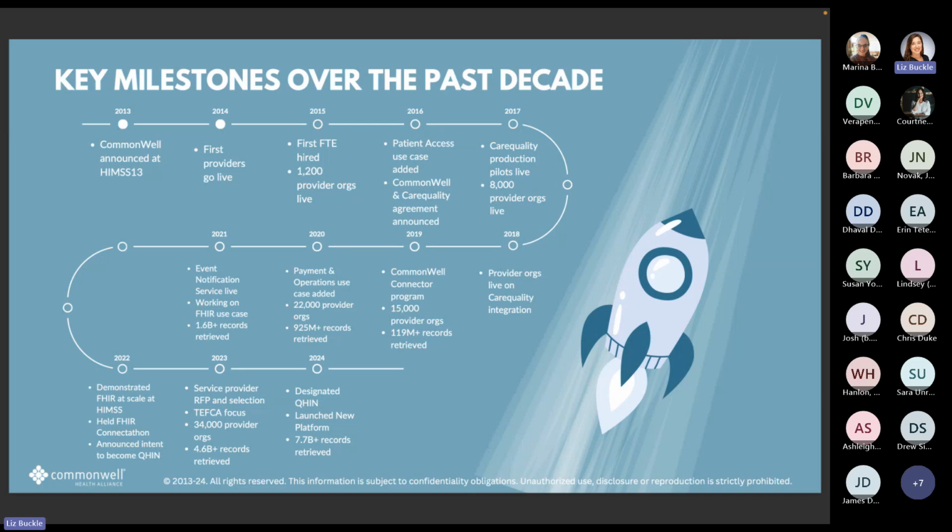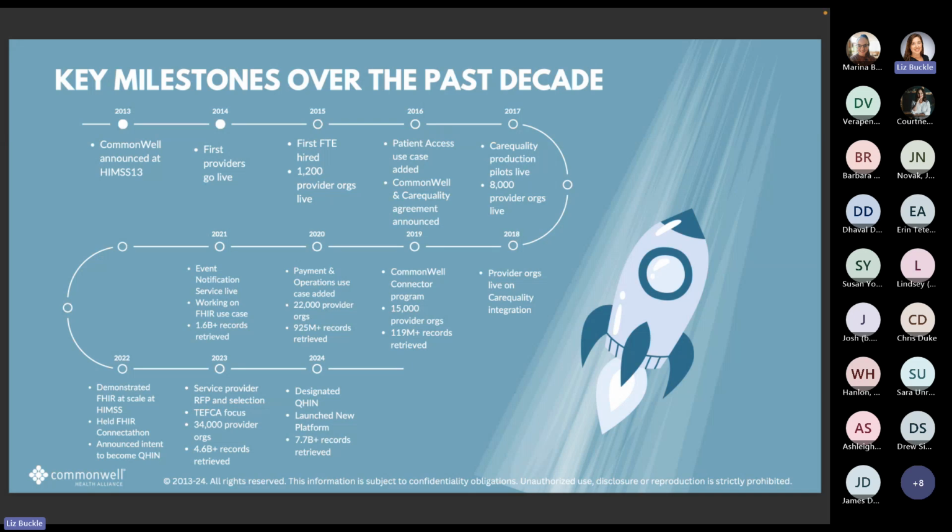For the first 2 years, CommonWell was solely run by volunteers from our member organizations and the board of directors. We had no employees at all. And so in 2015, the first full-time employee, the first executive director, was hired. And at that point in time, we had over 1,200 provider organizations live.